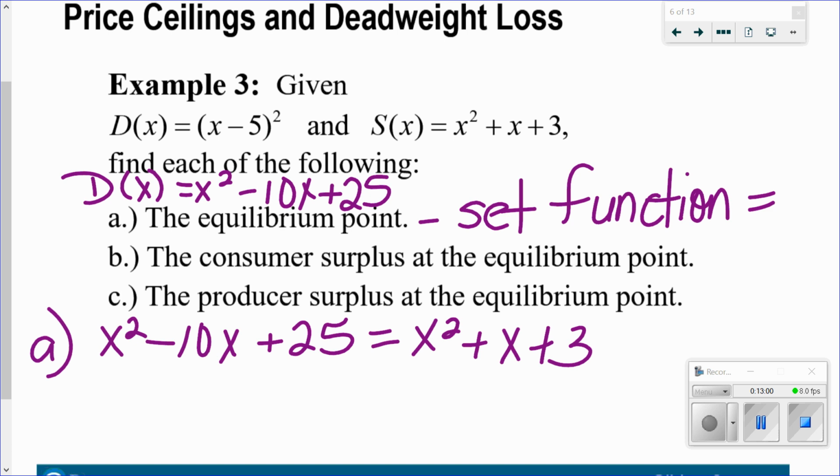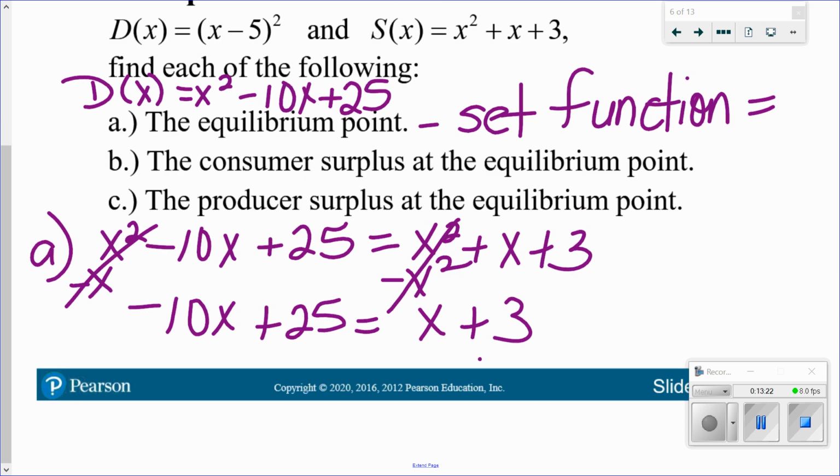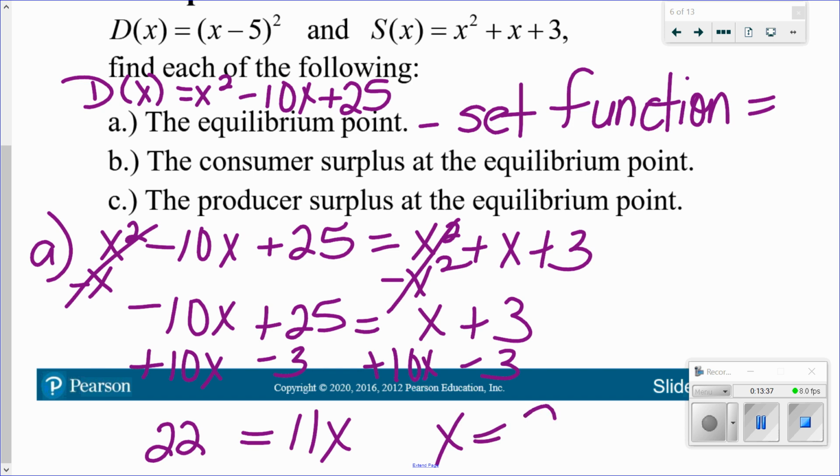Okay, let's go ahead and subtract x squared from both sides. I want to move it over to one side if I can. Okay, and it subtracts off of both sides. So we have negative 10x plus 25 equals x plus 3. All right, so let's go ahead and subtract 3. And we'll add 10x. So we get 22 equals 11x, which means x equals 2.